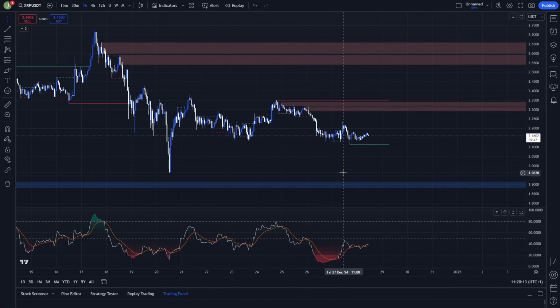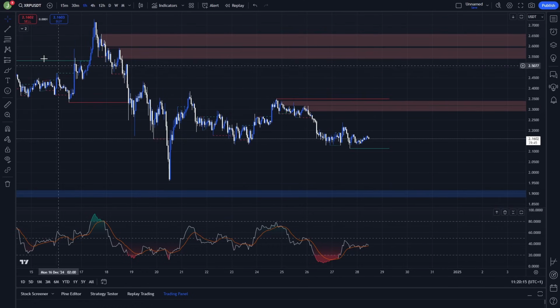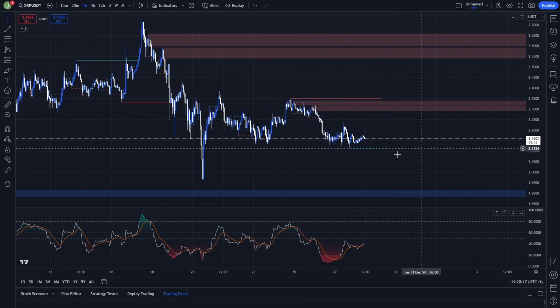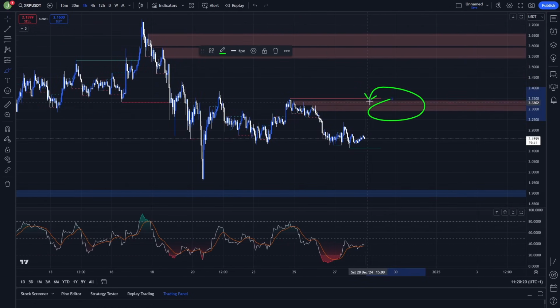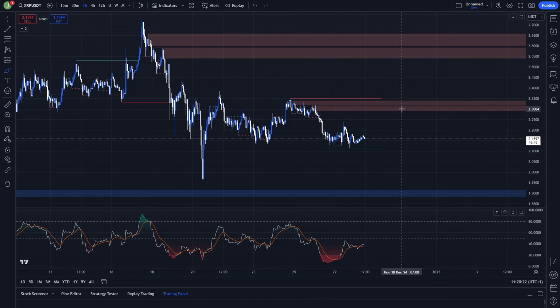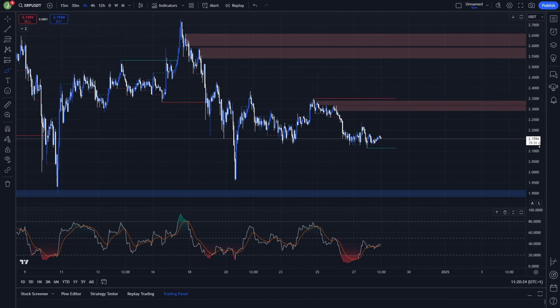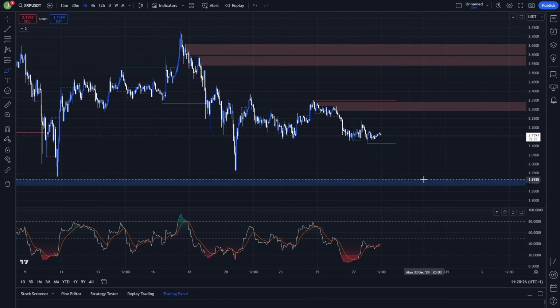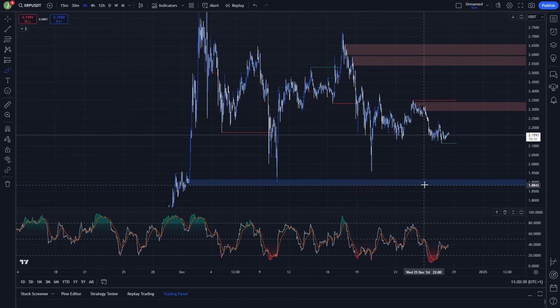Let's start today on the 1 hour chart. Here I am watching two main areas. The first one is this bearish order block area, which is between levels 2.34 and 2.29. And the second area is this bullish order block area, which is between levels 1.91 and 1.88.